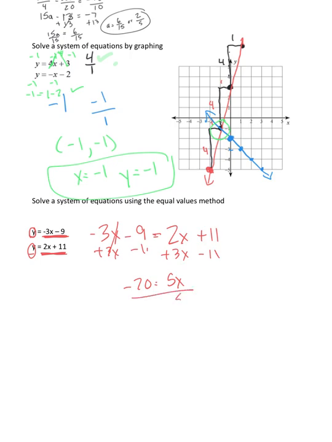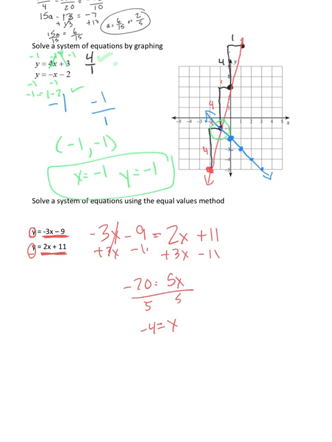And then my final answer is going to be that x is equal to -4. Now that's only the first part of this, because you need to have an x and a y value for a solution. So I need to plug -4 back into either one of these equations, and I'll get my answer for y.